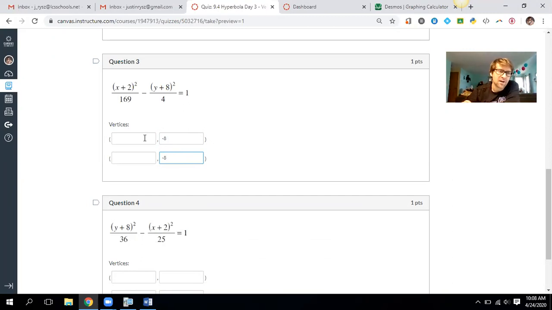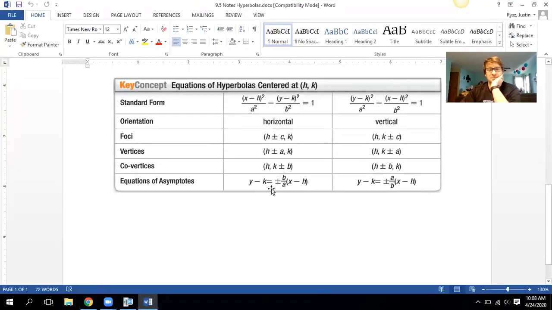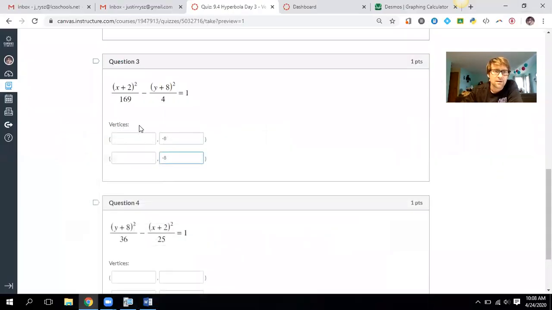Okay, the other numbers here, let's look back at the formula again, is going to be h plus or minus a. So h is the opposite number next to the x, and a is the square root of the bottom number. So the opposite number of 2 is negative 2, and the square root of the bottom number is 13. So if we had negative 2 minus 13, that'd be a negative 15. And then negative 2 plus 13 would be 11. So that's what I think the vertices are.